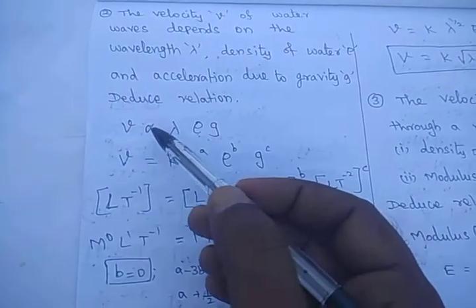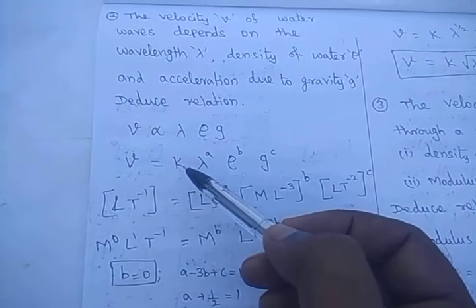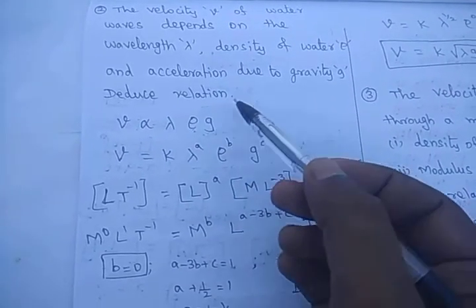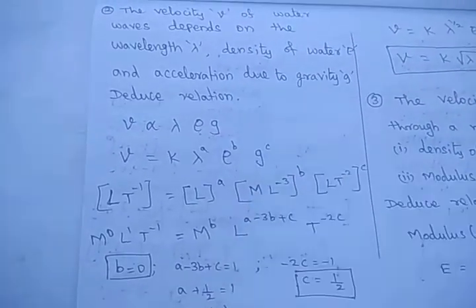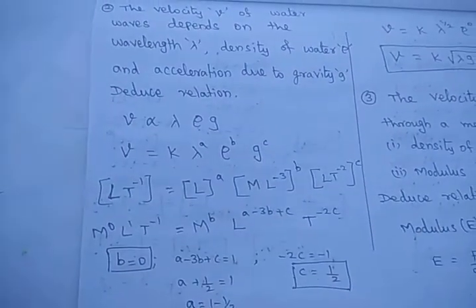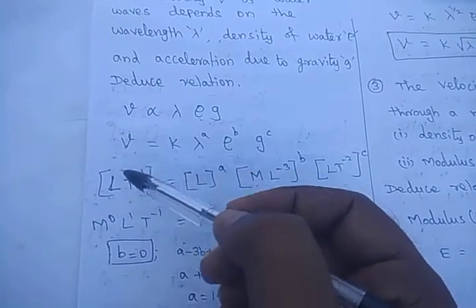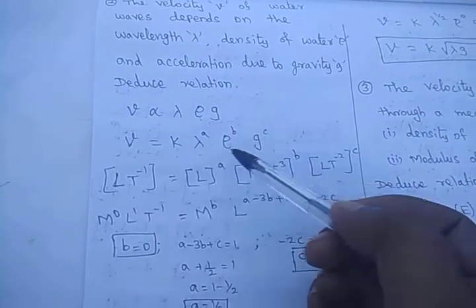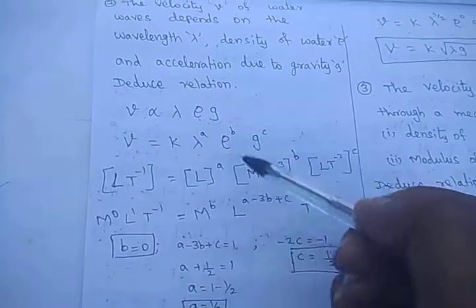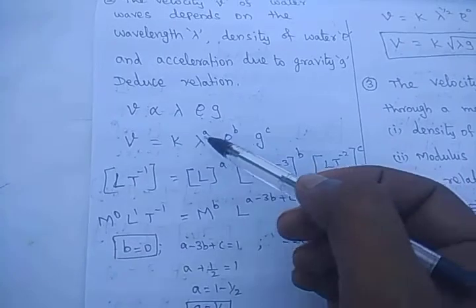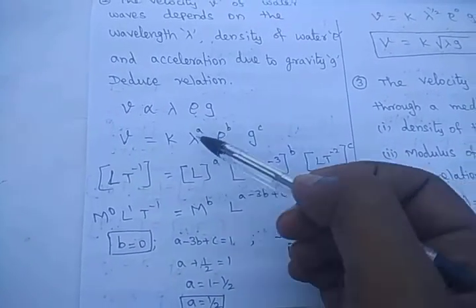Yes, just remove the proportionality with the constant k, and write lambda power a, rho power b and g power c. So rho is the density of the water, and lambda is the wavelength of the water waves. Velocity's dimensional formula is L T power minus 1. First step is to substitute a, b, c, then substitute the dimensional formula. So velocity is equal to L T power minus 1. Then k is a dimensionless constant, leave it.